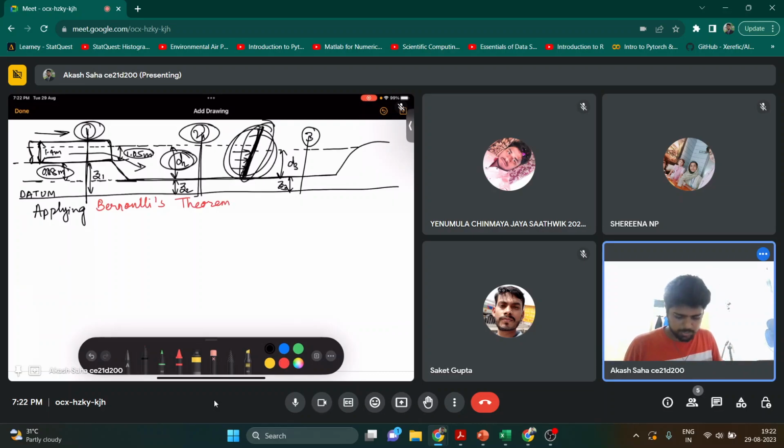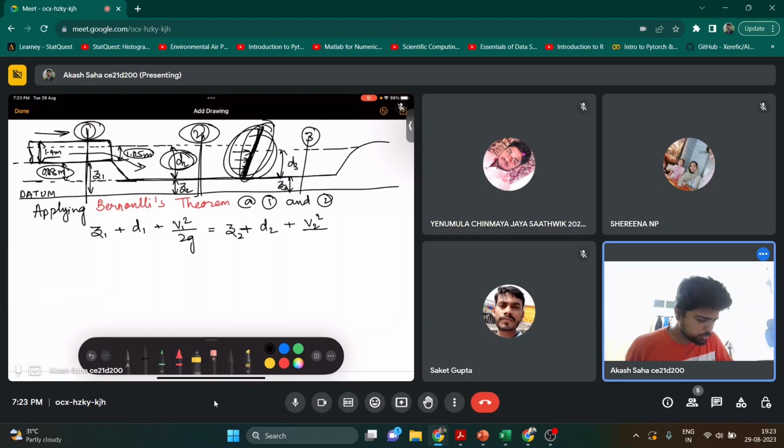Okay. So as per Bernoulli's theorem at 1 and 2, Z1 plus D1 plus V1 square by 2G will be equal to Z2 plus D2 plus V2 square by 2G plus head loss. Are you aware of this energy conservation theorem?